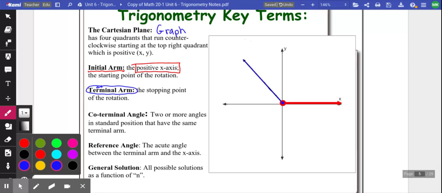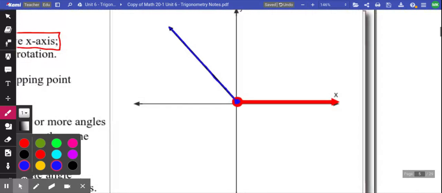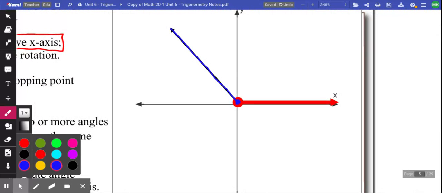Okay, we're going to talk about a few things here. So imagine that your initial arm, this red line right here, is like a windshield wiper. It could move up and down. I could take that red arm and swivel it. So if I was to swivel it all the way out to here, this angle I've created when I move that arm is called my standard position angle, theta. That's the standard way we would get from our initial arm to our terminal arm.